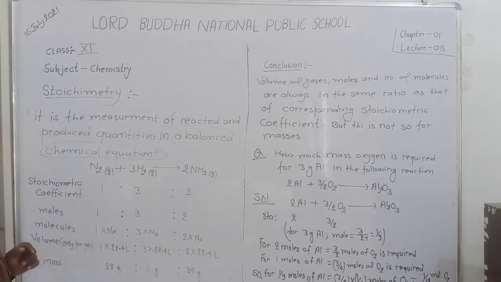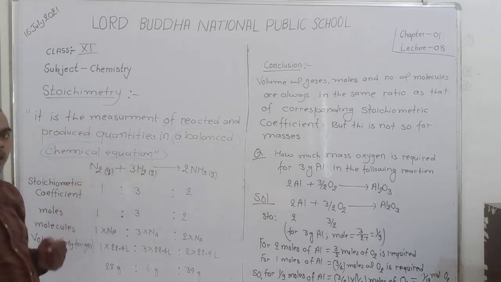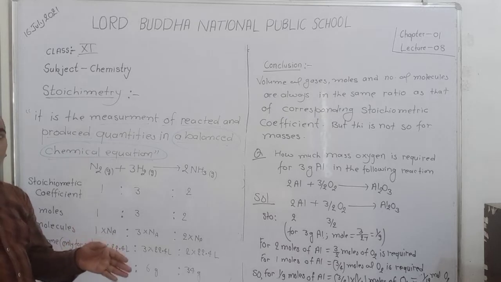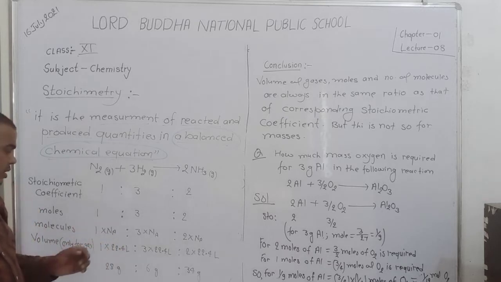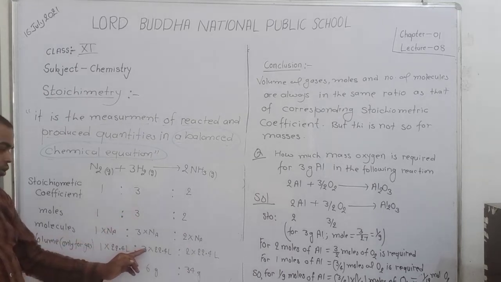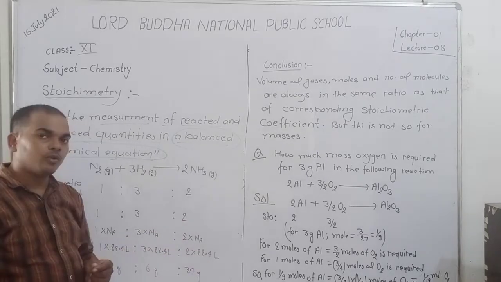Dear student, if gases are given in a question, like nitrogen, hydrogen and ammonia, then for gases only, volume equals moles into 22.4 liters. So here 1 mole gives 1 into 22.4 liters, 3 moles gives 3 into 22.4 liters, and 2 moles gives 2 into 22.4 liters.